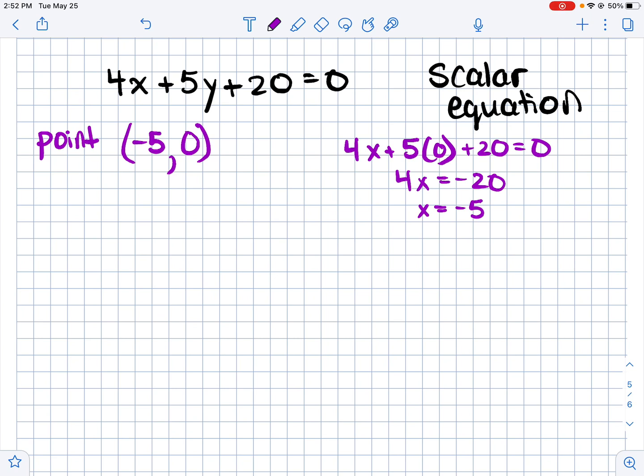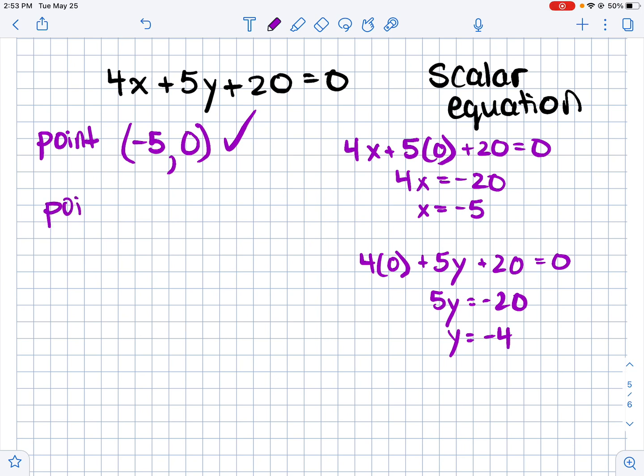So I need to use my scalar equation to get a direction vector. I can do this in a couple ways. I could find 2 points on my line and get a direction vector from those 2 points. So let's say I do it that way. I already know 1 point on my line. I could get the other intercept too, so I'll just sub 0 in for x. It seems like an easy way to do it. So 5y equals negative 20, so y would equal negative 4. So another point on my line is the point (0, -4).